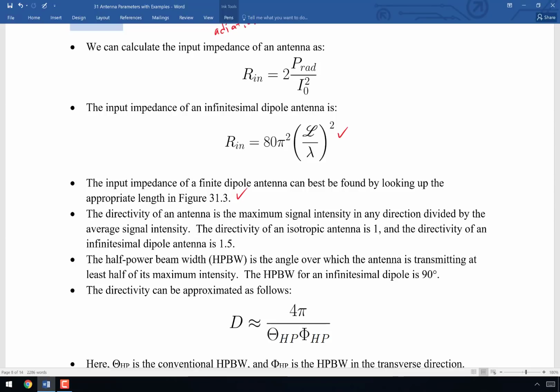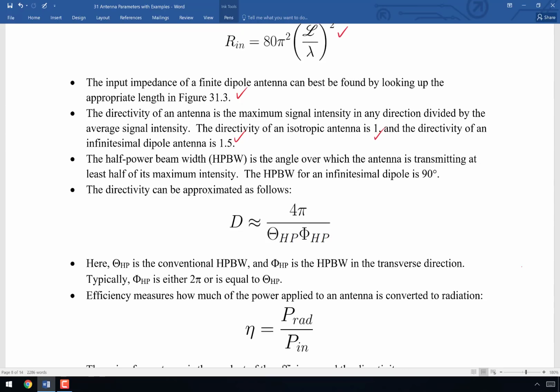The directivity is the maximum signal intensity in any one direction divided by the average signal intensity in all the directions. The directivity of an isotropic antenna, which is the same in all directions, is by definition equal to 1, and the directivity of an infinitesimal dipole is 1.5. The half-power beamwidth is the angle over which the antenna is transmitting at least half of its maximum power. The half-power beamwidth for an infinitesimal dipole is 90 degrees, and it gets tighter than that for a finite dipole, something like 70, 60, 50 degrees, depending on how long that antenna is.